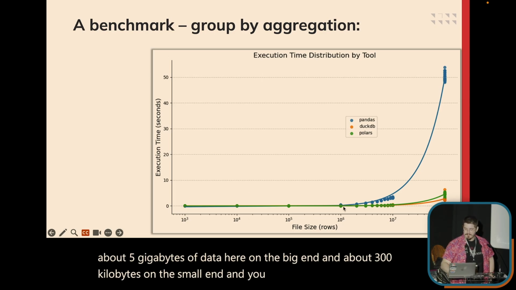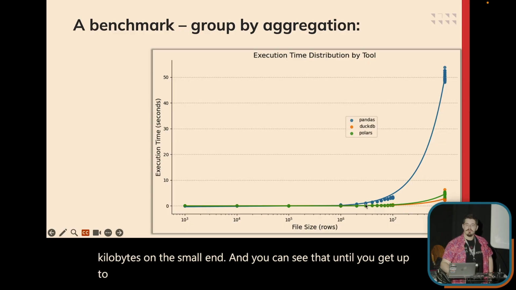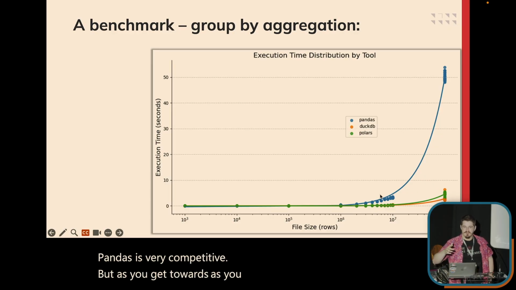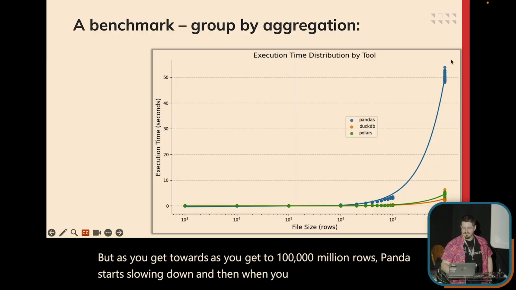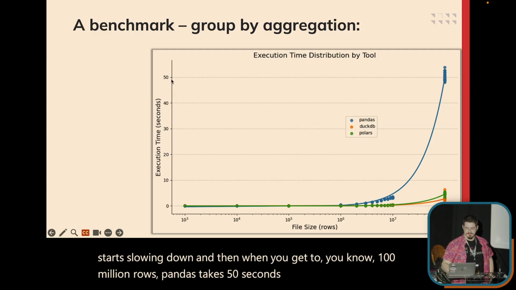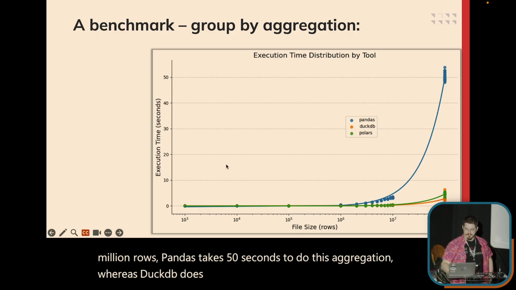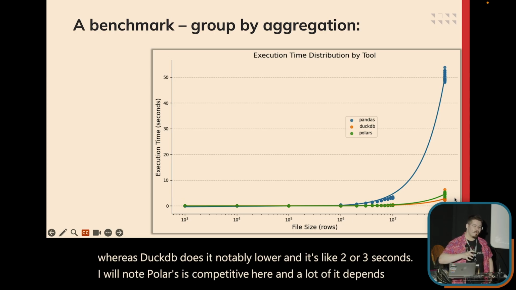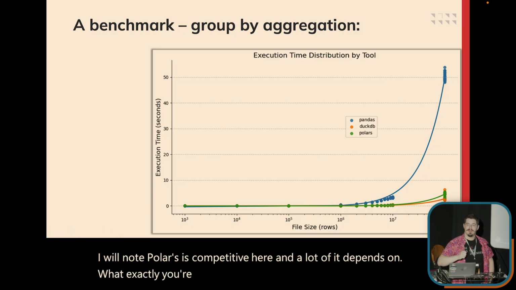And you can see that until you get up to about 1 million rows, Pandas is very competitive. But as you get to 100,000 million rows, Pandas starts slowing down. And then when you get to 100 million rows, Pandas takes 50 seconds to do this aggregation, whereas DuckDB does it notably lower, like 2 or 3 seconds. I will note Polars is competitive here, and a lot of it depends on what exactly you're trying to do and how your data is structured.